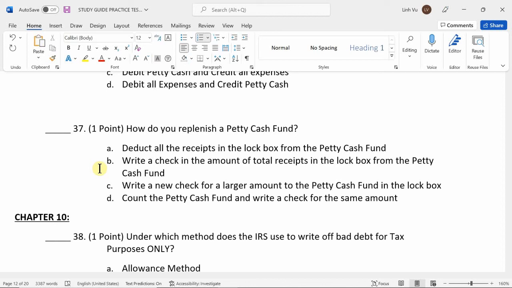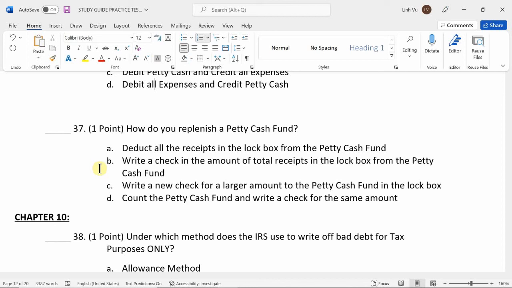So what about B? You're going to write a check in the amount of the total receipts in the lockbox from the petty cash fund. But you're still not writing the check from the petty cash fund. The question is asking to replenish, not to add money. But you're replenishing it the amount of the receipts, but the check doesn't come from the petty cash fund. And that's how I'm reading that. Am I reading it wrong? Yes. Why would you write a check? Where does the check come from? It comes from the checking account.